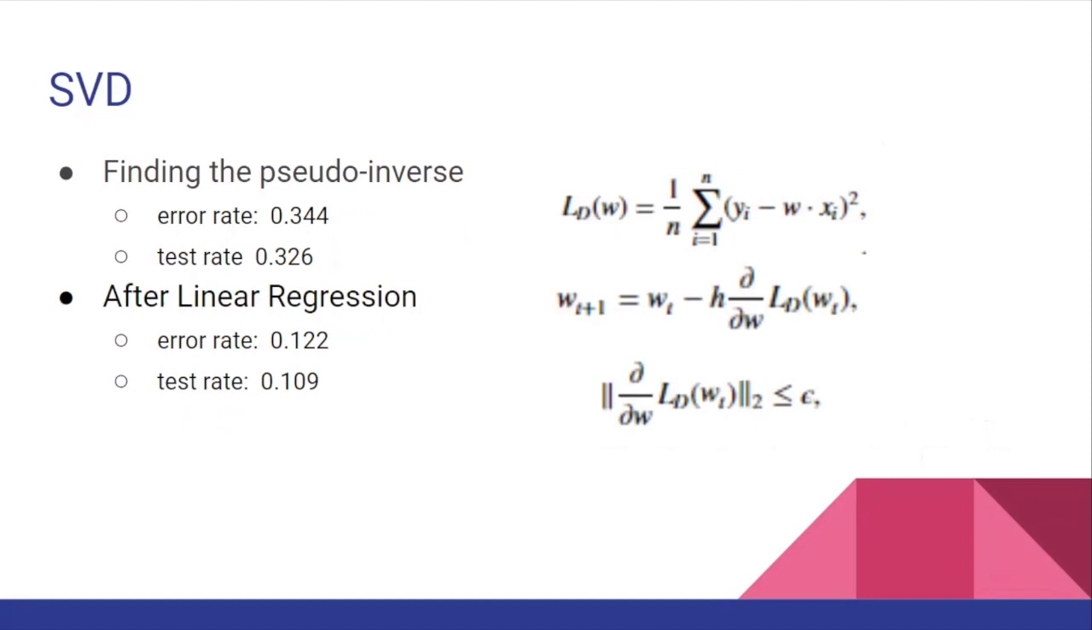After finding the pseudo inverse, we calculated the error rate and test rate, and we got 0.34 and 0.32. I put on a linear regression algorithm in order to make the weights more fit to the line. And after we did that, we got an error rate of 0.12 and 0.10. That's our project. We're hoping that our Royal Road Initiative would help artists or authors create a work that both the public would like and that they don't have to waste their time completing if it was going to fail.